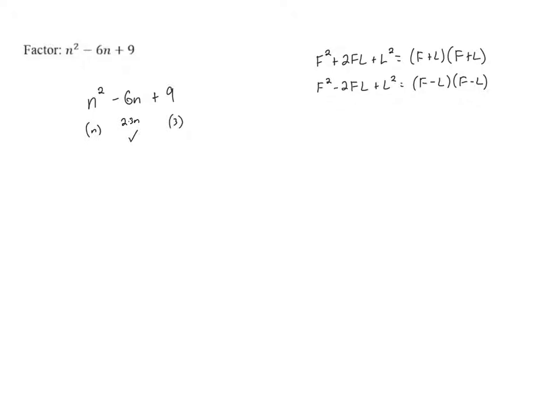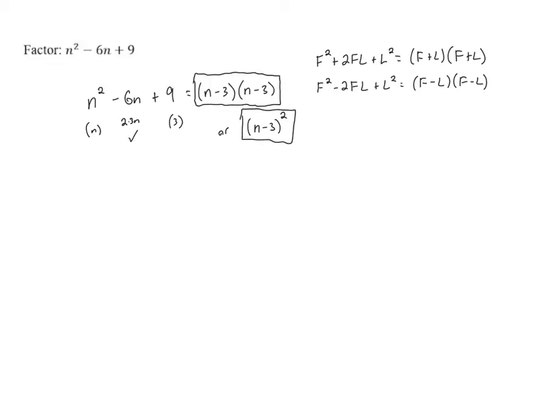But because it's a negative 6n, this is going to be a difference times a difference, so it's going to end up being n minus 3 times n minus 3. It's the only difference. If it had been n squared plus 6n plus 9, it would have been n plus 3 times n plus 3. But now, because it's n squared minus 6n plus 9, it's n minus 3 times n minus 3, or, of course, n minus 3 squared. Also an acceptable way to write the answer.